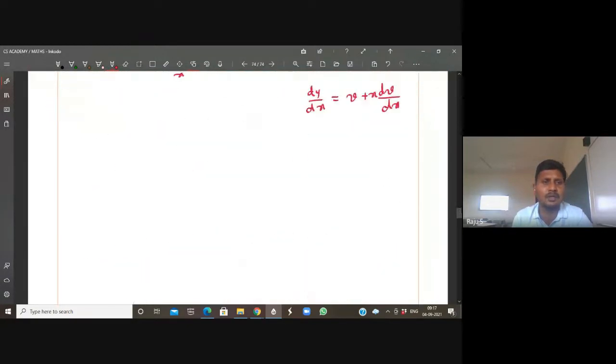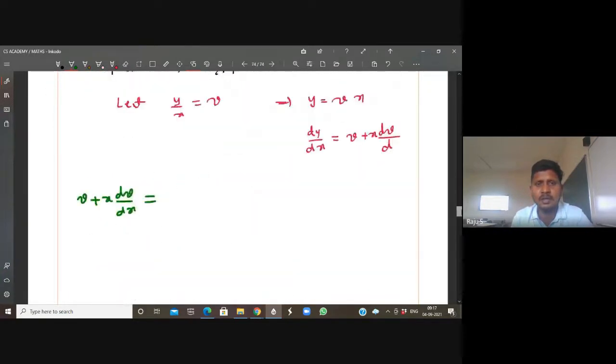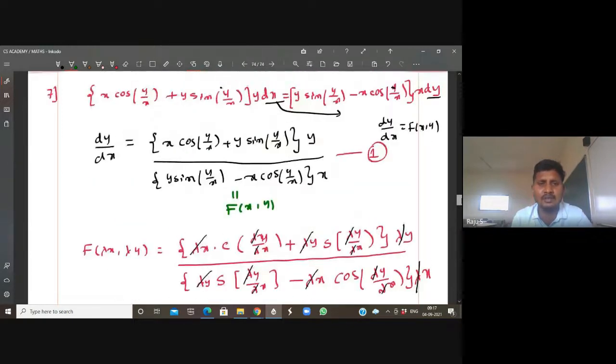When I replace here, v + x dv/dx is the left side, that is the dy/dx value. Replace y/x = v, and y = vx. Here you have to substitute v for y/x, and y is vx, x as it is. Here the same v, here also v. In place of y, substitute vx. In place of y/x, v directly.